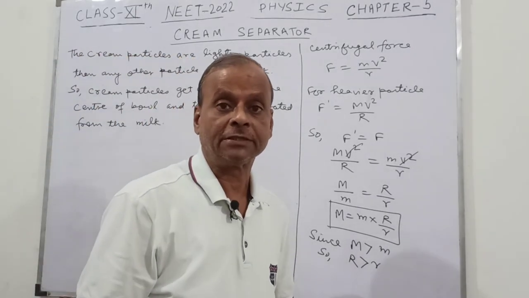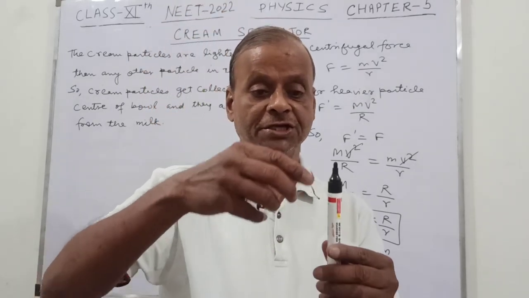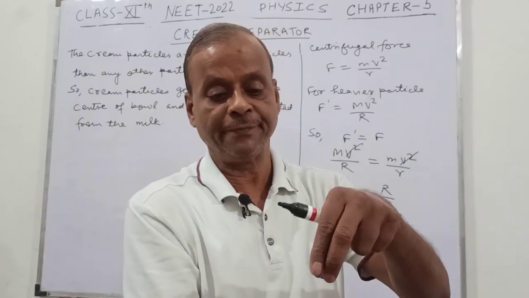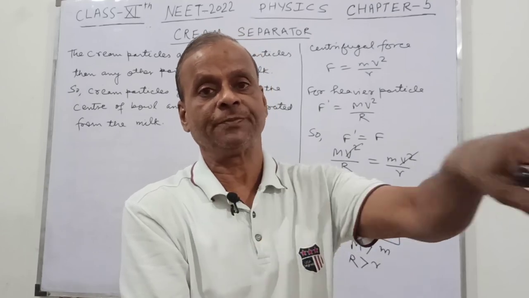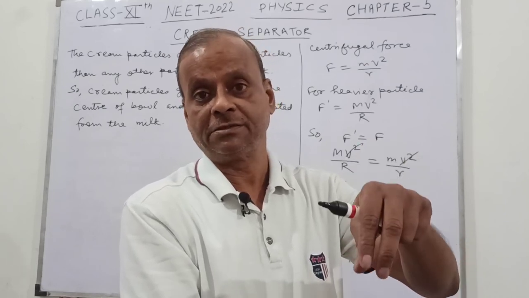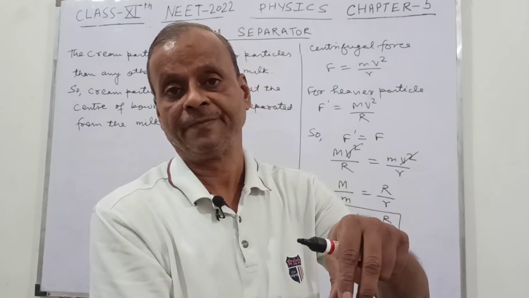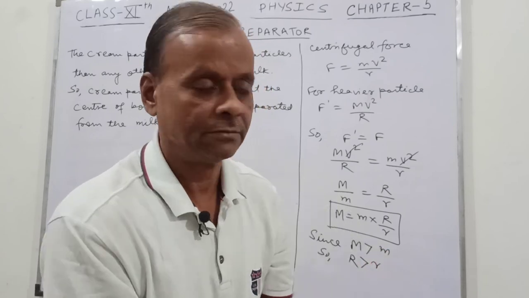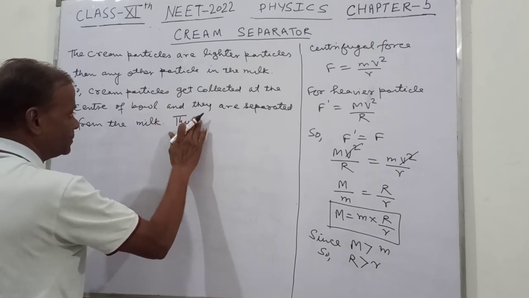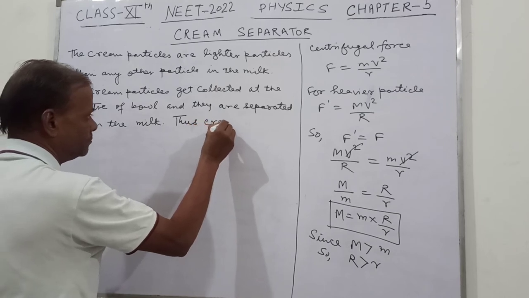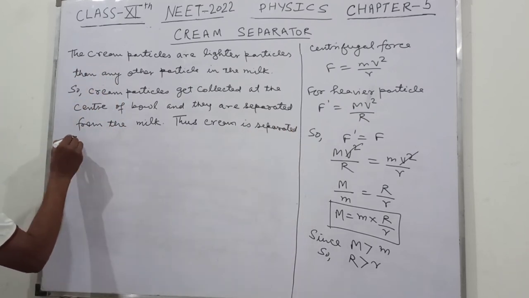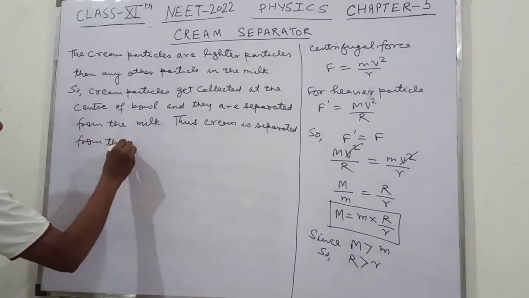So what happens? The cream particle being lighter, तो जैसे ये इसका ये कटोरा है इस तरीके से, अब हम इसको ऐसे रोटेट करते हैं तो इसमें क्या होता है कि cream particles come near the center and all other particles are away from this axis of rotation. So these particles are collected at the center and taken away from the milk. Thus the cream is separated from the milk.